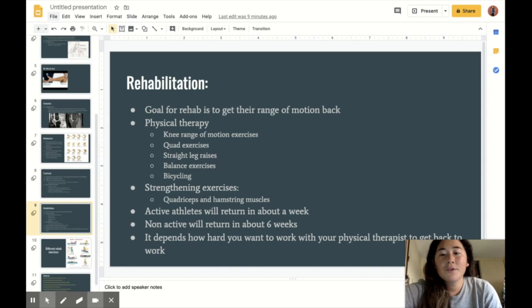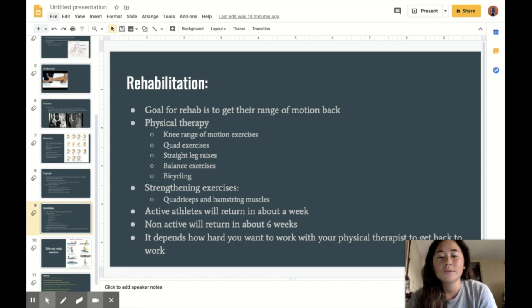Before it cut off, I think I was on the physical therapy, and there are different kinds of exercises that you can do, which are knee range of motion exercises, quad exercises, straight leg raises, balance exercises, and just going on a bike just to try to get the range of motion back in your knee. Some strengthening exercises target your quads and your hamstring muscles.